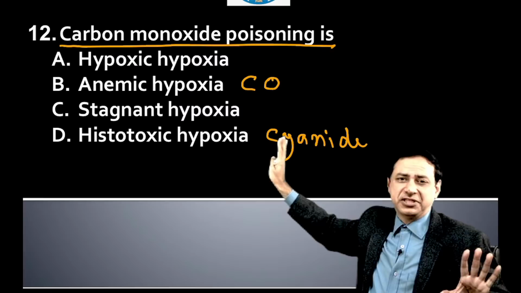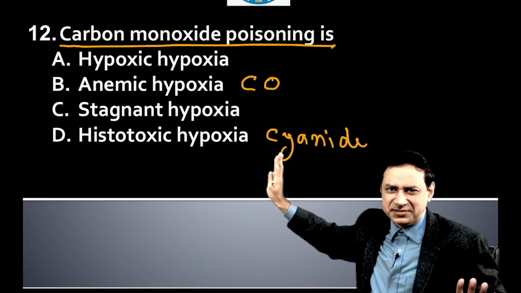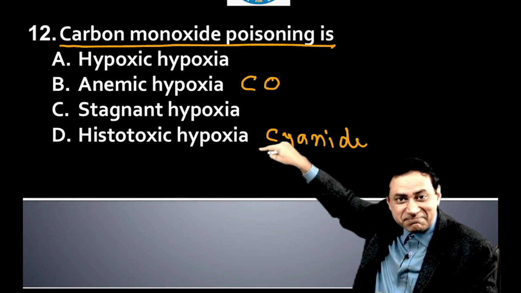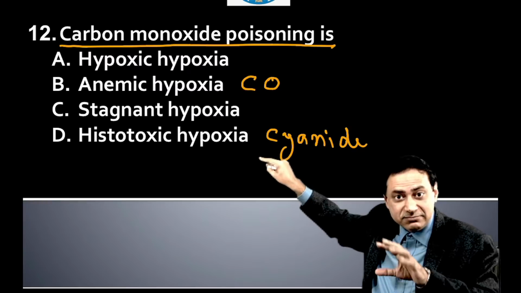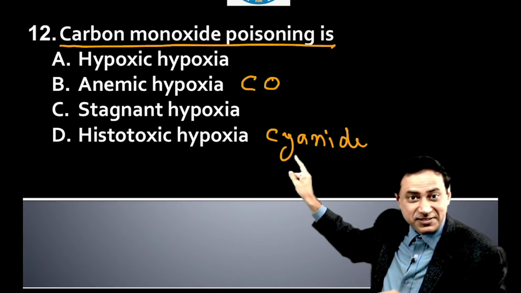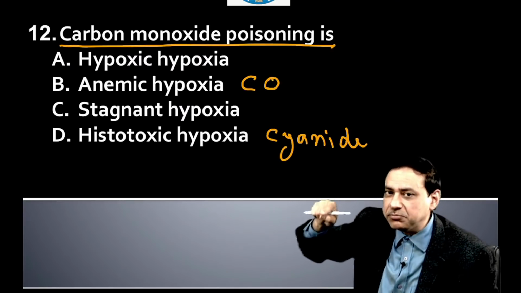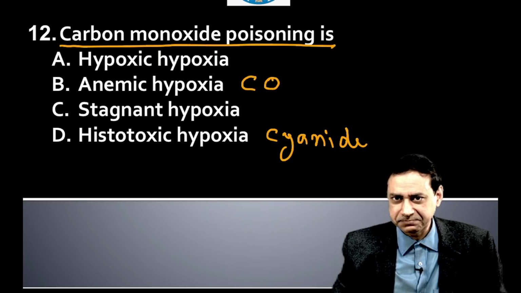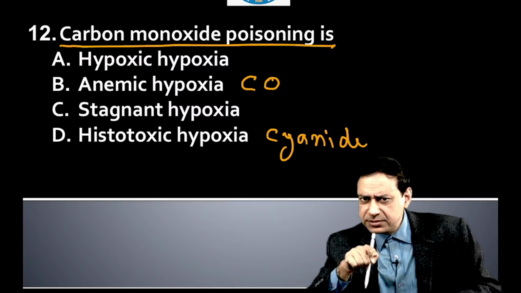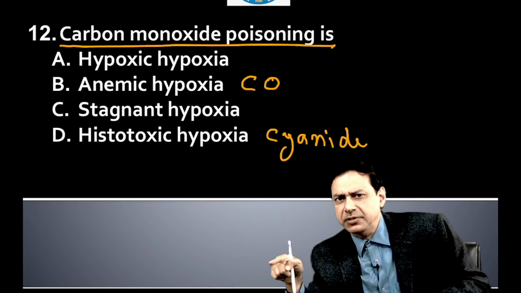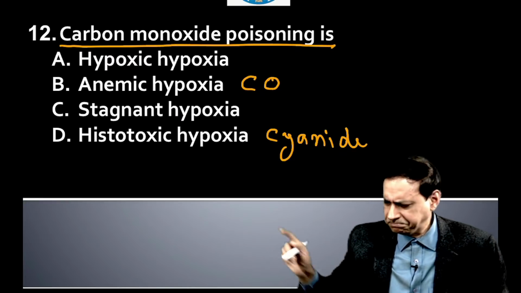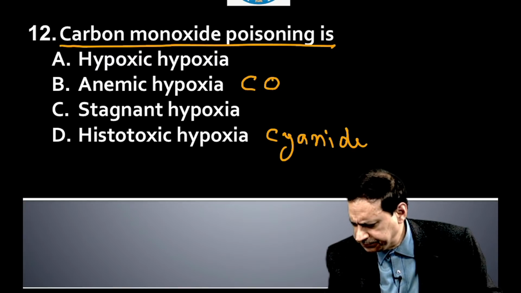So don't be confused with this question, a very commonly asked question. He will not ask other types of hypoxia, he will ask carbon monoxide because he knows the confusion. Cyanide will destroy the mitochondria, the oxygen transport chain at the cellular level. Histotoxic. Carbon monoxide destroys the hemoglobin. It will combine with hemoglobin and compete with oxygen. So instead of transporting oxygen, carbon monoxide will be transported. Okay? So don't be confused.